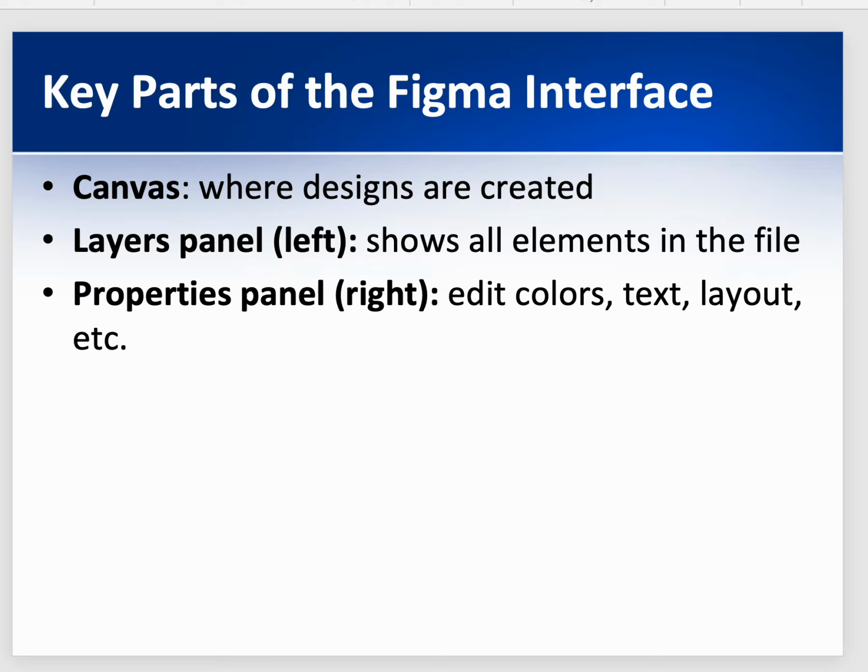So the canvas, for some terminology, is where the designs are created. There's layers, and that's on the left side. You'll see all the elements in the file. The properties is on the right, and you can control colors and text and layout.